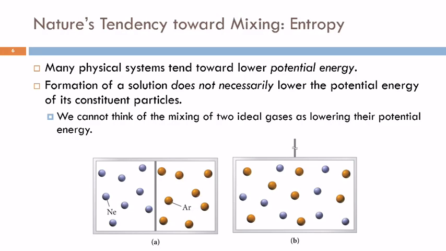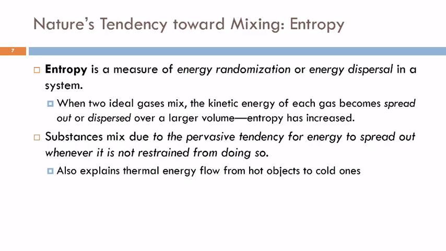Something must be driving this mixing, and that thing is called entropy. Entropy is a way of measuring energy randomization or energy dispersal in a system, the tendency of energy to spread out. So when we have those 2 gases mixing, the kinetic energy of each of the gases becomes spread out over a larger volume. So that increases the entropy.